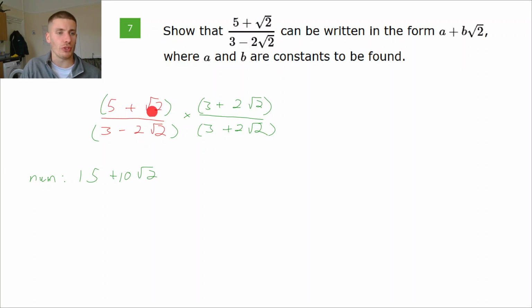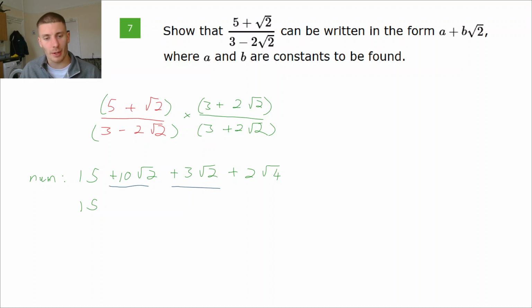We've then got root 2 times by 3, which is going to be plus 3 root 2. We've then got root 2 times by 2 root 2, which is going to be plus 2 root 4. And then we just got to tidy it up a little bit. So we've got the 15. These parts here, 10 root 2 plus 3 root 2, are like terms because we've got a root 2 underneath both of the surds, which is lovely. So we've got 10 root 2 add 3 root 2. It's going to be 13 root 2. So plus 13 root 2.